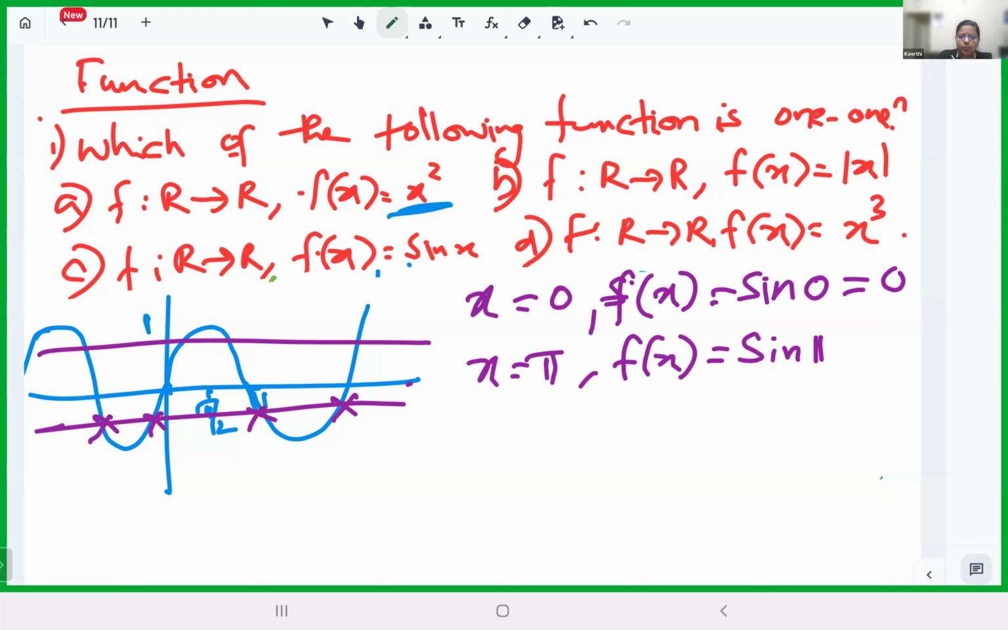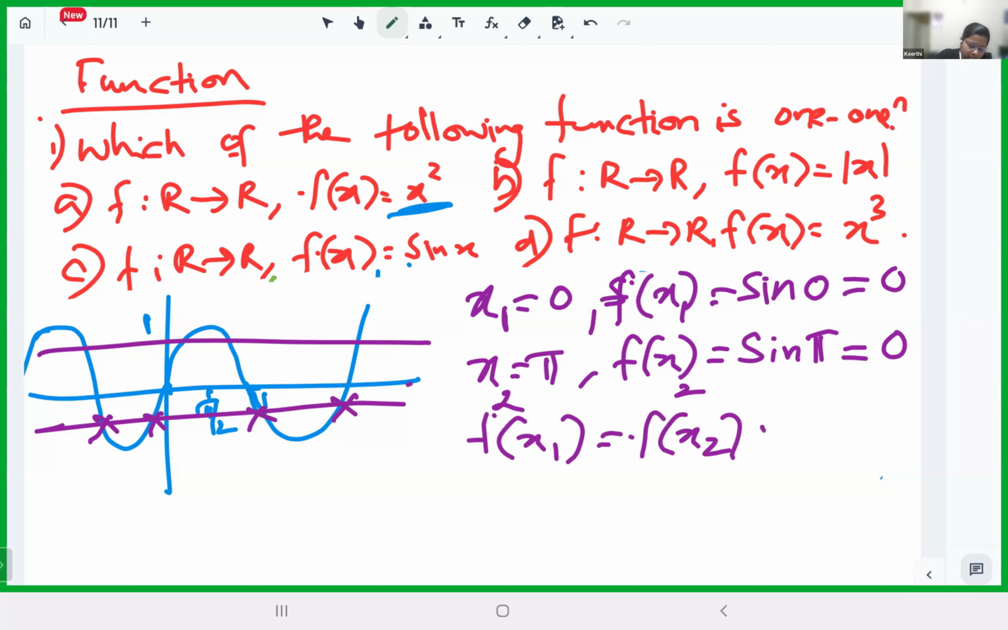Sin pi is also 0. Here you can say that let this be x1 and this be x2. So we have taken different x1, right? X1 is 0 and x2 is pi, but we got the same f of x1. That is, f of x1 equal to f of x2, that is equal to 0. But are x1 and x2 equal? They are different, right? X1 not equal to x2.